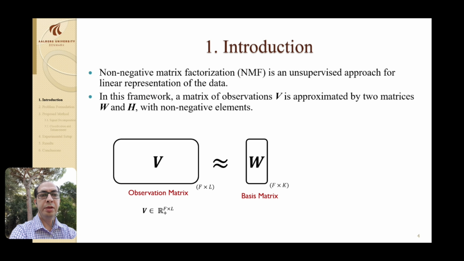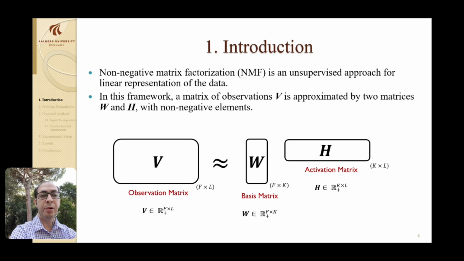In this framework, a matrix of observation V of size f by L is approximated by a basis matrix W of size f by K and an activation matrix H of size K by L, and all elements of these matrices are non-negative.